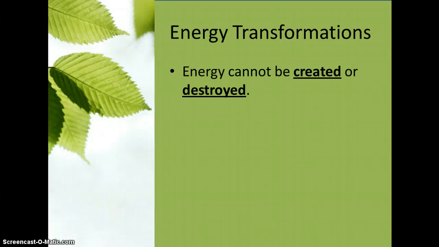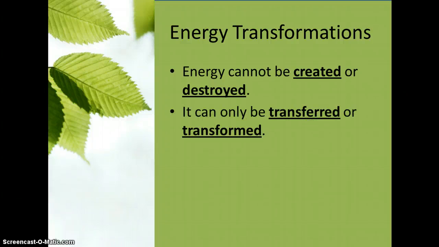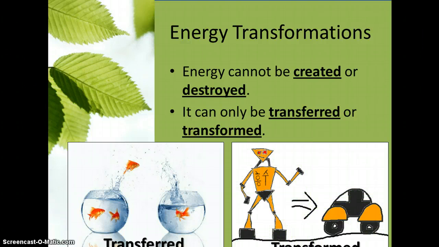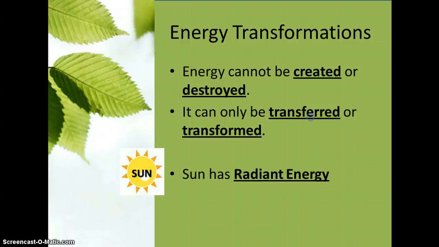First, you should remember from 6th grade that energy can't be created or destroyed. It can only be transferred or transformed. So energy can only go from one place to another, like this little fish, or it can transform or change the type of energy that it is, but you're not creating new energy and you're also not destroying it. So photosynthesis does not make energy. It just changes it.